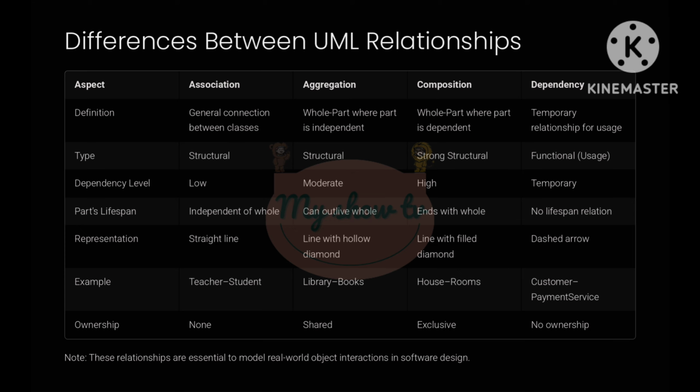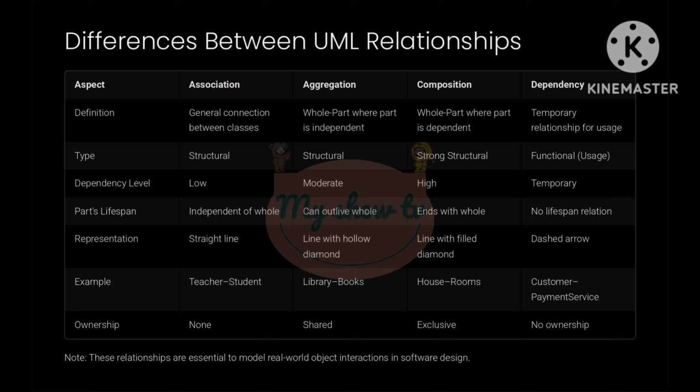2. Aggregation. Aggregation is a special type of association that shows a whole-part relationship where the part can exist independently of the whole. For example, a library contains books, but even if the library is closed, books can still exist elsewhere. This represents a shared ownership, and it is weaker than composition.